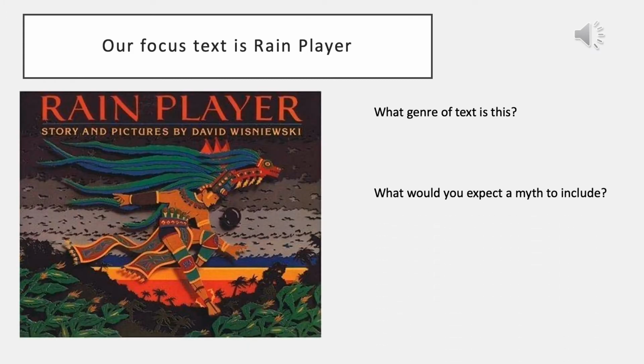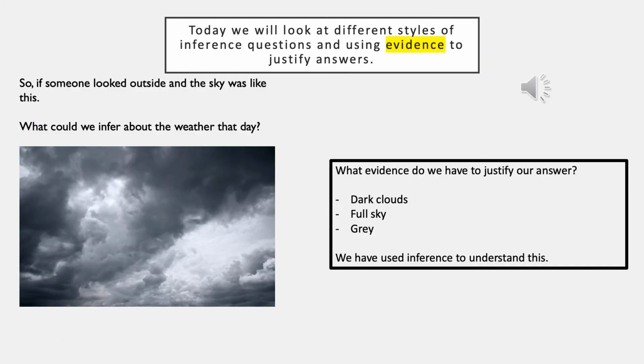We've been looking at this book all week, The Rain Player, and we've just been taking extracts from it. What genre of text is this? Now we should all know it's a Mayan myth, so there is a message and a moral to the story. So something is going to happen and we're going to learn something from the story. So thinking about, could you just make some bullet points or do some research about what you would expect a myth to include? This lesson, we're going to be focusing on answering those questions more directly.